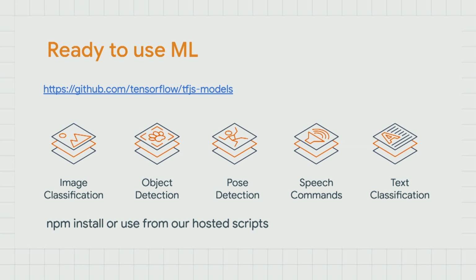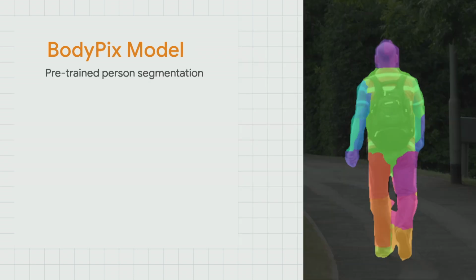So I'm just going to poke into the models repo really quick. If you haven't checked this out, go check out that GitHub repo. There's a bunch of models there, a bunch of different modalities. I'm going to just show you how easy one of them is. The model I want to point out is a human segmentation model called BodyPix.